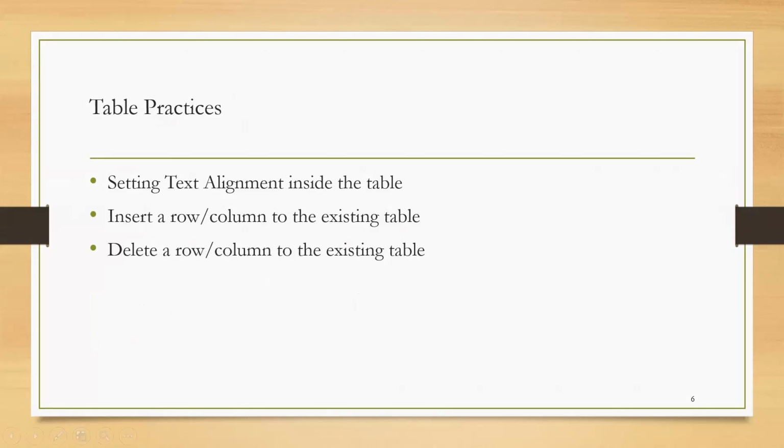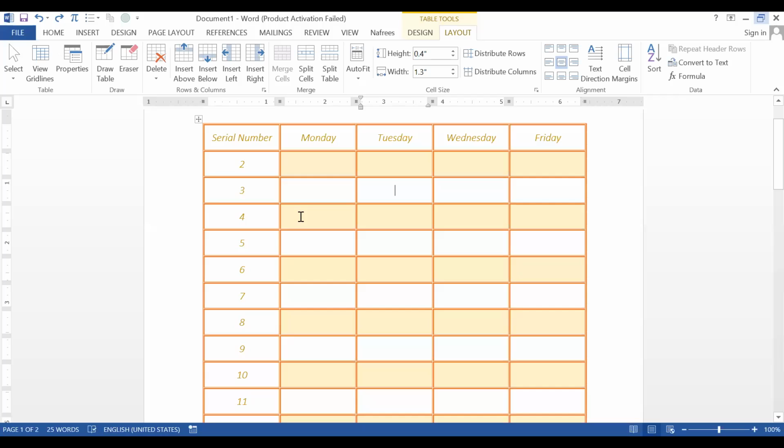So this is actually about, for example, this is the existing table. Existing table means the table that we have already created. For example, we have already created a table which contains 5 columns and 20 rows. But actually you need 22 columns. That means you have missed 2. So now you need to add 2 columns.